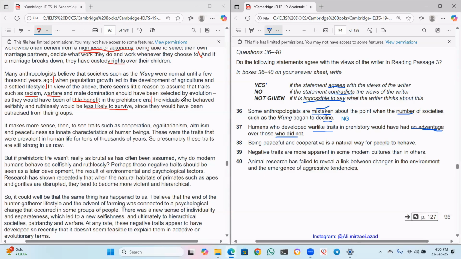Why? Because individuals who behaved selfishly and ruthlessly would be less likely to survive since they would have been ostracized from their groups. Yes. Ostracized means expelled, thrown out of the group. So racism, warfare, these are negative traits, right? Here it says humans who developed warlike traits in prehistoric times would have an advantage. No, sir, that is not an advantage, that is a disadvantage. So this is exactly opposite of what is given in the paragraph. Here it should be disadvantage, but it says advantage. So what is our answer, guys? Come on. When it is completely opposing, the answer is no.